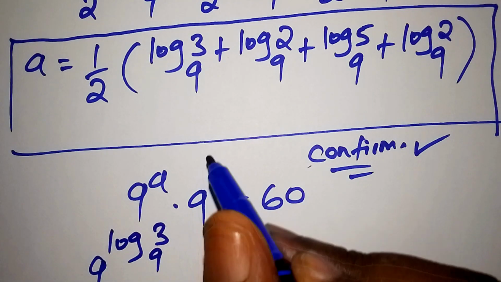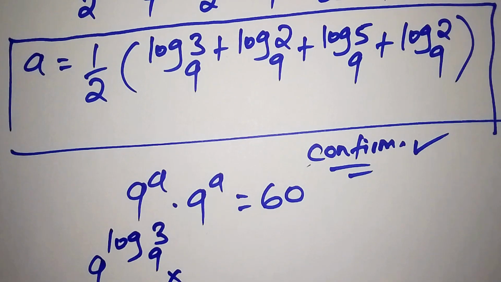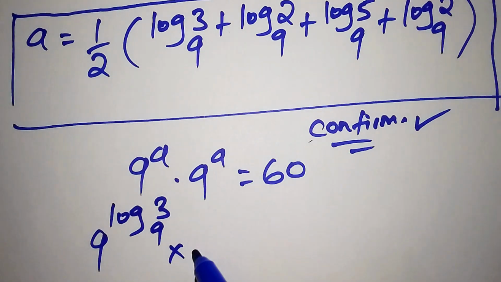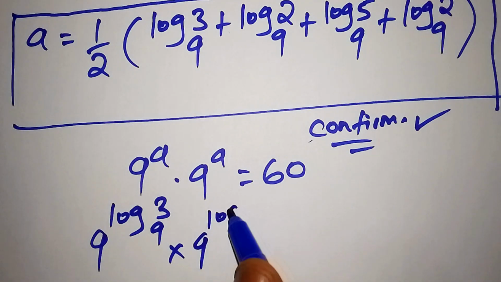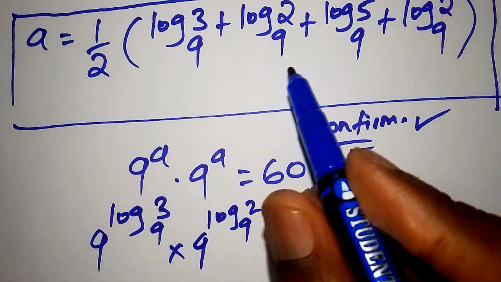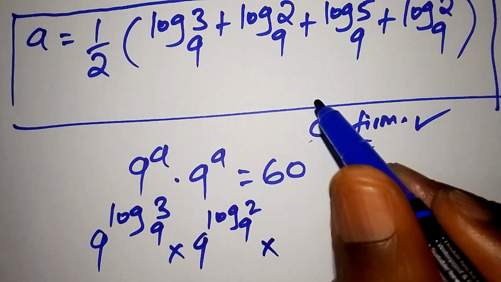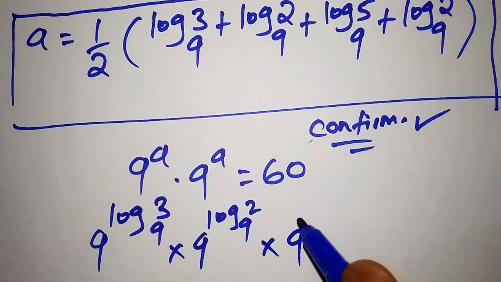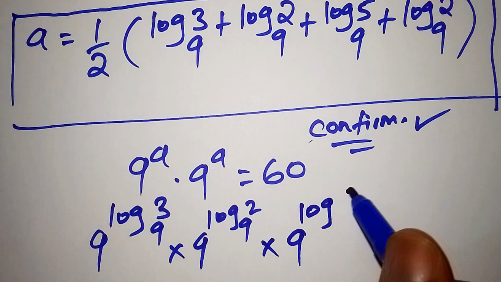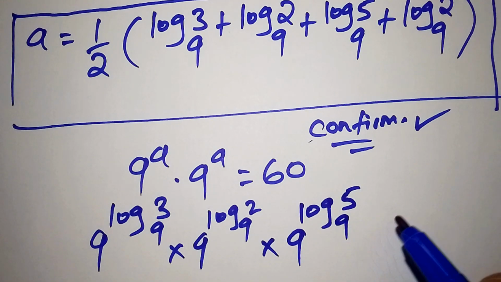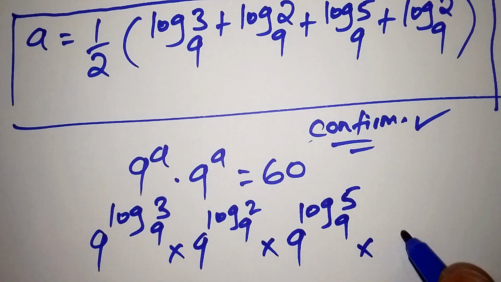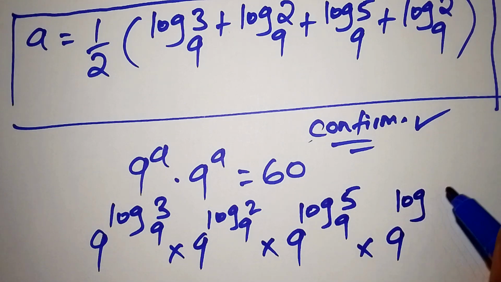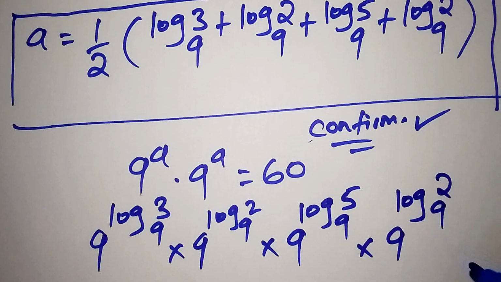Then the plus shall now change to multiplication. Then we shall also have 9 to the log of 2 to the base of 9. Then multiply again 9, then the log of 5 to the base of 9. Then multiply again 9, the log of 2 to the base of 9. So this one now should give us 60.